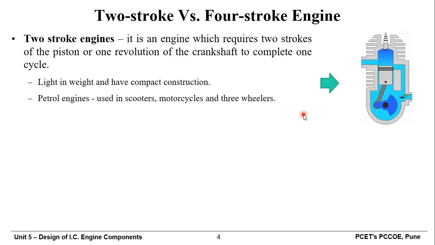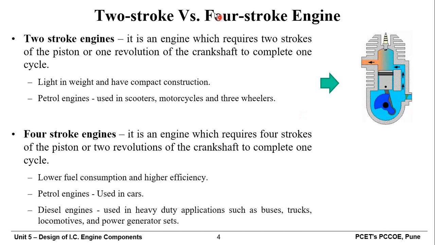Again, the engines can also be classified into two-stroke engines and four-stroke engines. A two-stroke engine is an engine which requires two strokes of the piston or one revolution of the crankshaft to complete one cycle. So here in the figure, through animation, you can see the function of a two-stroke engine. If you look at the construction, it is light in weight and has a compact construction.